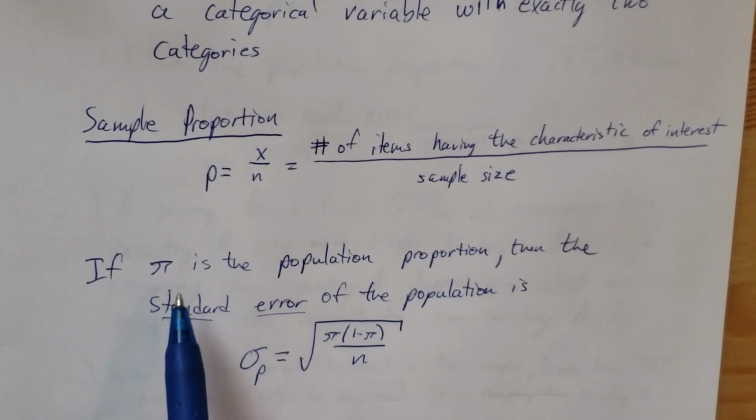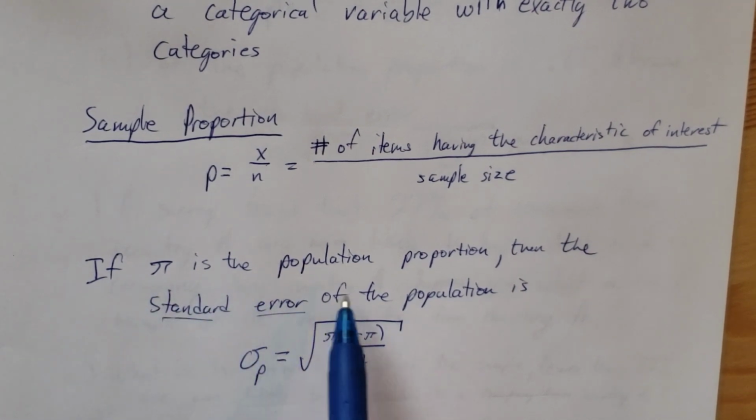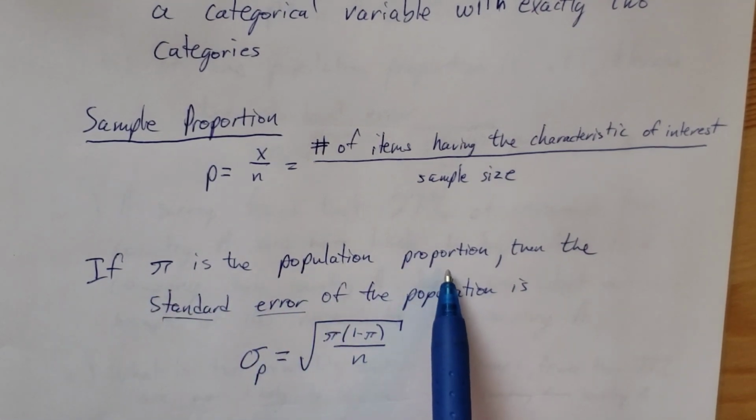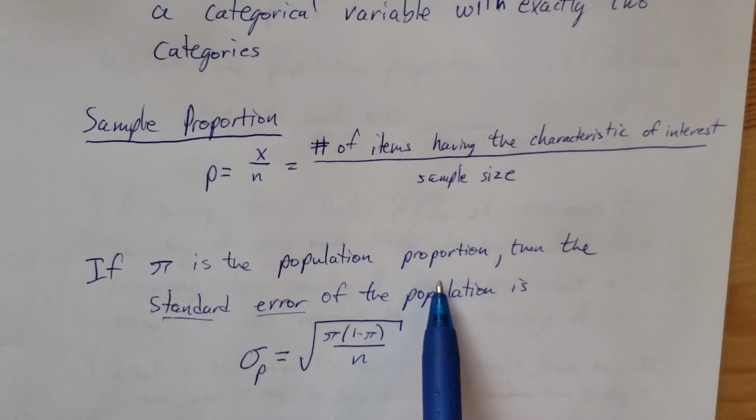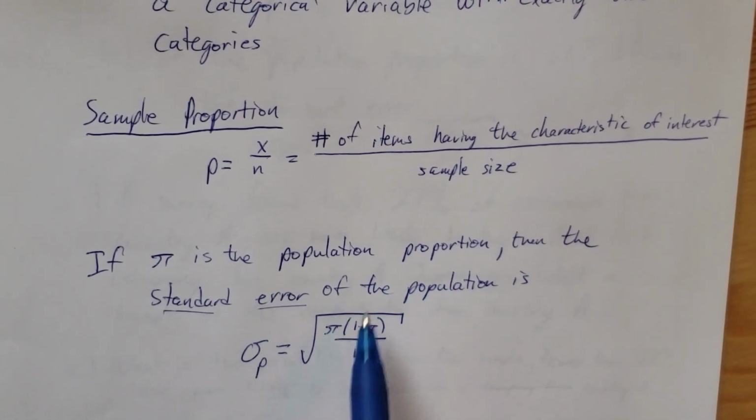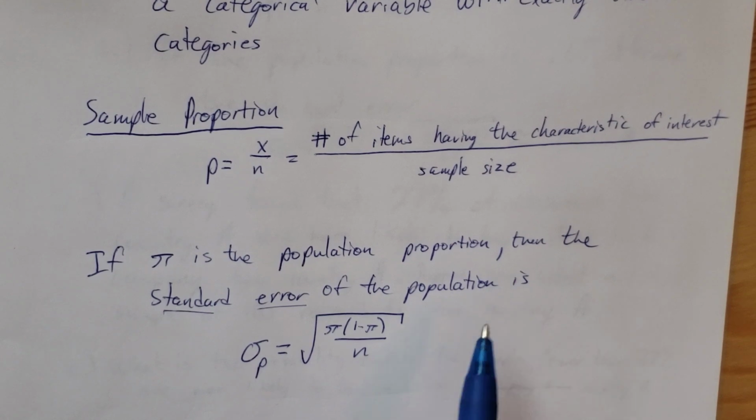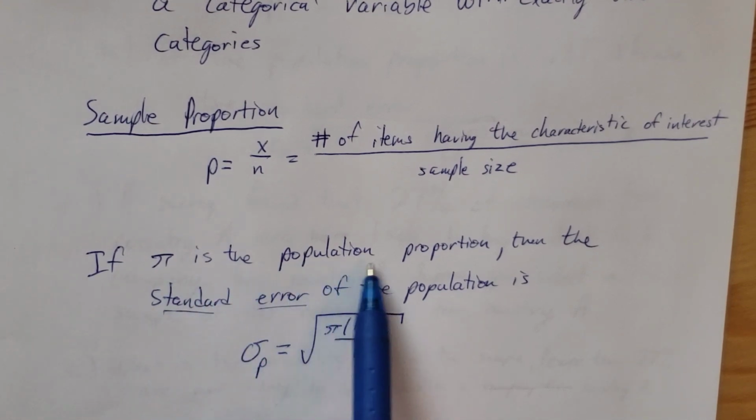Furthermore, if we know that pi is the population proportion, so the proportion of the entire population, then the standard error of the population is given by this formula. Sigma sub p is equal to the square root of pi times 1 minus pi over n, where again n is the sample size and pi was the population proportion.